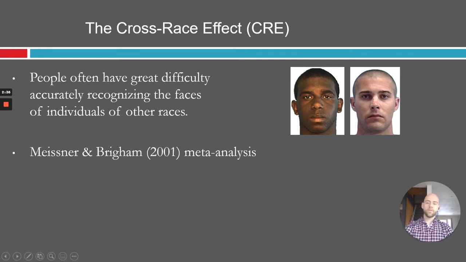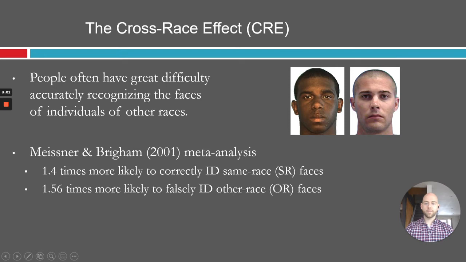So there is a famous meta-analysis by Christian Meisner and a colleague, where a meta-analysis is when you combine lots and lots of different studies. For decades, people had been studying this cross-race effect, and these researchers took all those studies and combined them into a single analysis to try to estimate the real effect size of this cross-race effect. And what I mean by the cross-race effect is that people are worse at recognizing faces from other races compared to the race that they identify with.